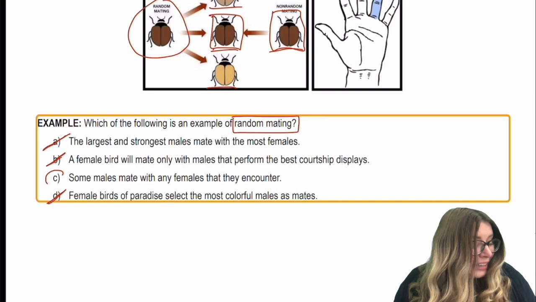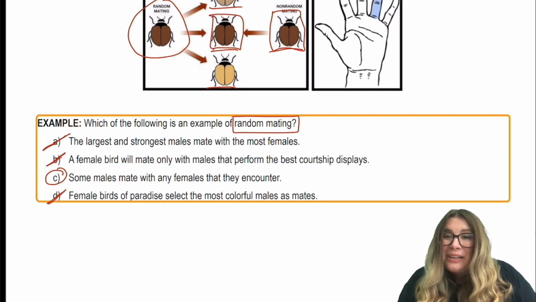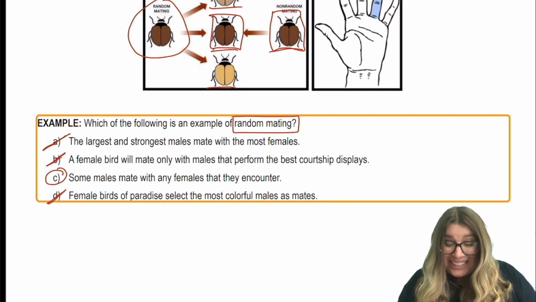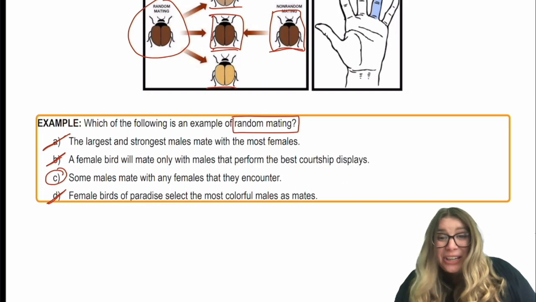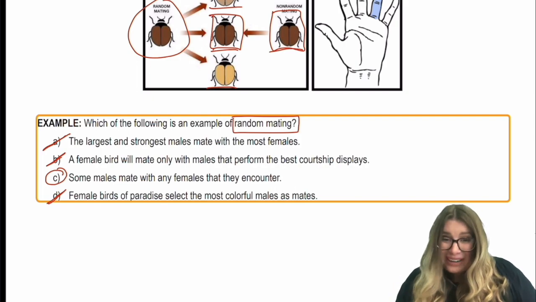So finally, answer choice C must be our correct one, but let's double check to make sure. It says that some males mate with any females that they encounter. That sounds like random mating to me. The first organism that you come across is who you mate with. That is random mating.